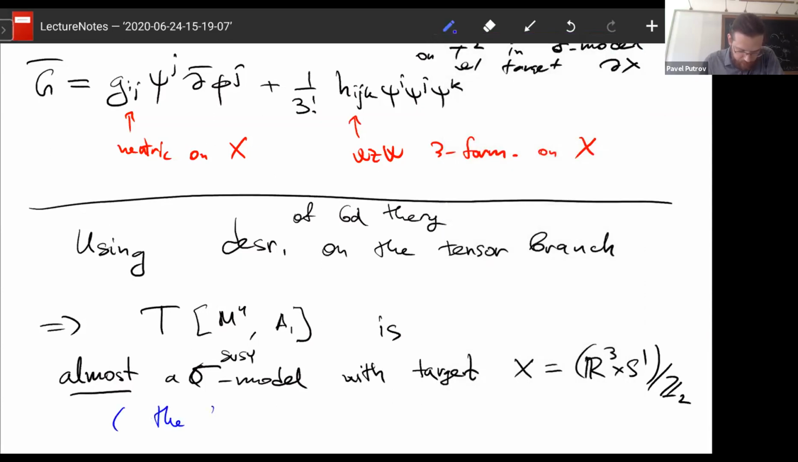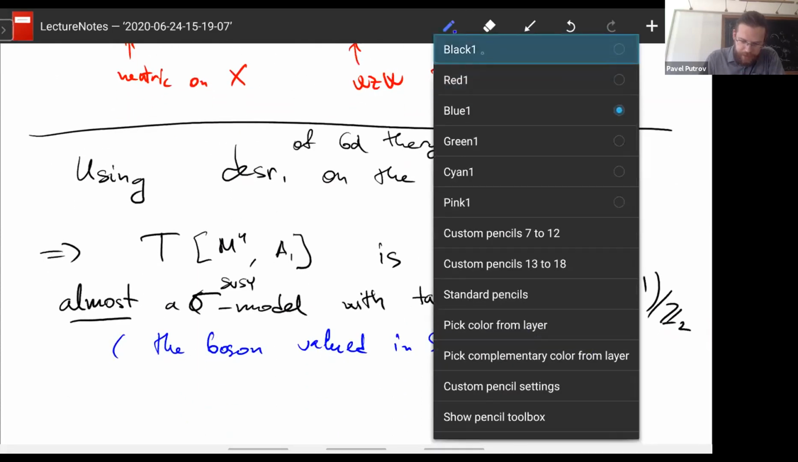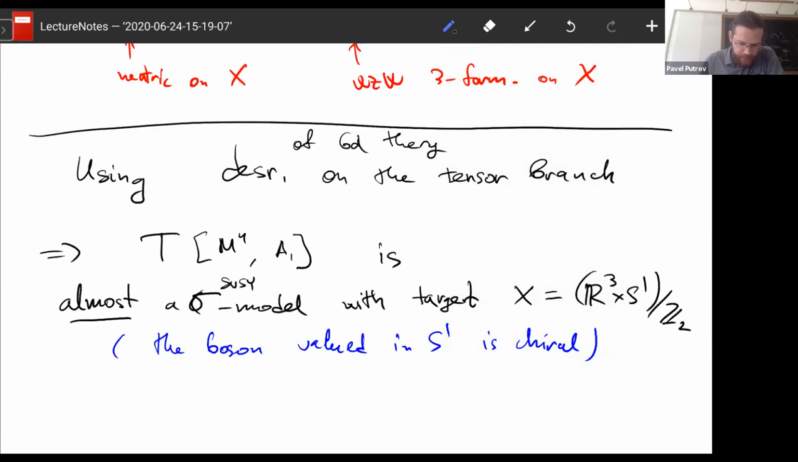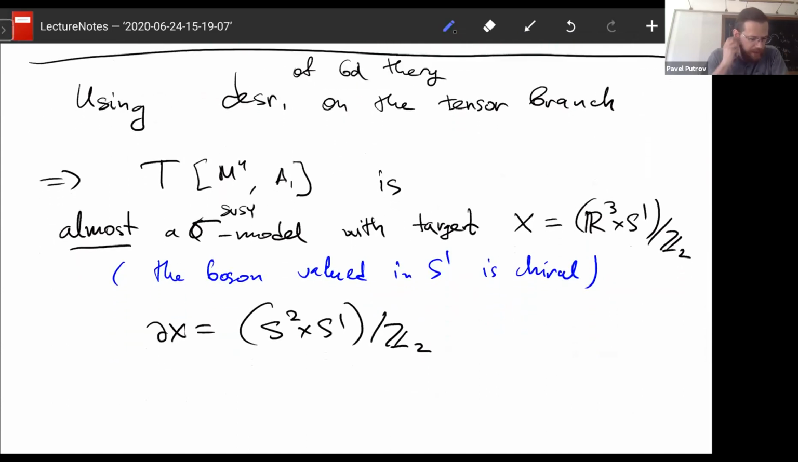the boson valued in S^1 is chiral. Okay, so the boundary of this is S^2 times S^1 divided by Z2. So Z2 acts by flipping all the coordinates. And this comes from the Weyl symmetry.